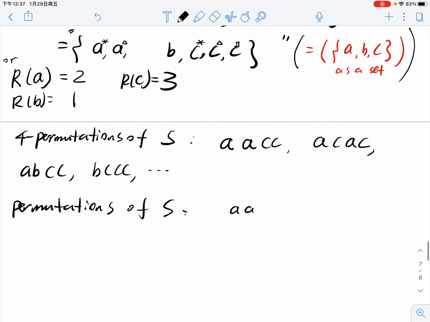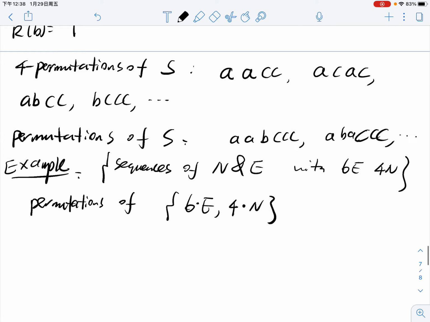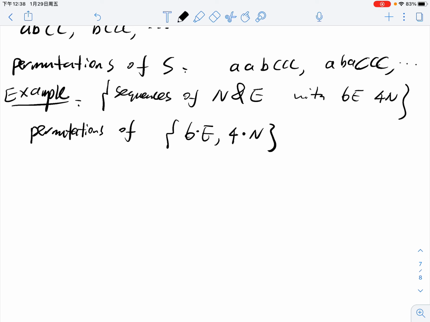And for the previous one, let's see one more example: the previous sequences of n and e with 6 e's and 4 n's. Those are actually all the permutations of the multiset with 6 times e and 4 times n. Actually, we already made that before.